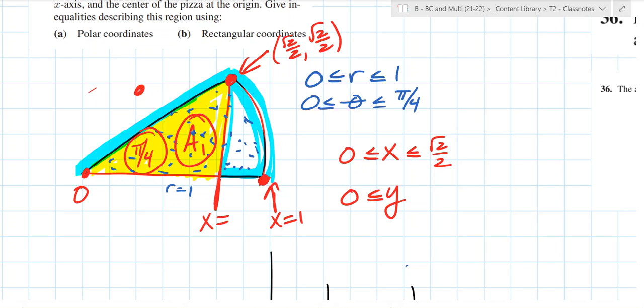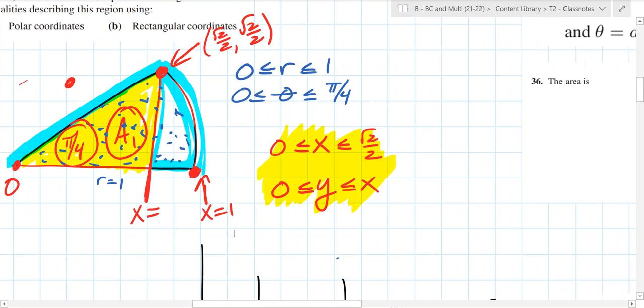X. Yeah, it has to be less than x. Sit down, everybody. So that right there is the yellow region. You have to split it up into 2 regions, or you have to define it as a piecewise function. I just did y is greater than 0, y is less than x, and y squared plus x squared is less than 1. But it's a different ceiling depending on what the x values are.